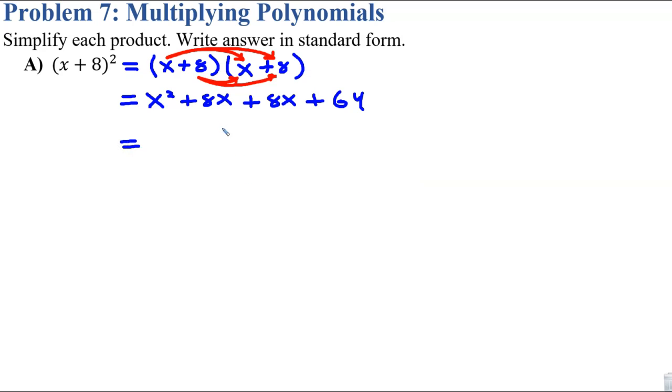And simplifying that, we can combine our like terms on our x's and finish this off as x squared plus 8x plus 8x will be a 16x, and then plus a 64. All right, there you go. That's the trick for squaring a binomial. It's really just that binomial times itself, and for that we'll distribute using the FOIL method once again. Again, take a minute, pause the video, work through part B. Make sure you get your answer checked before we move on.